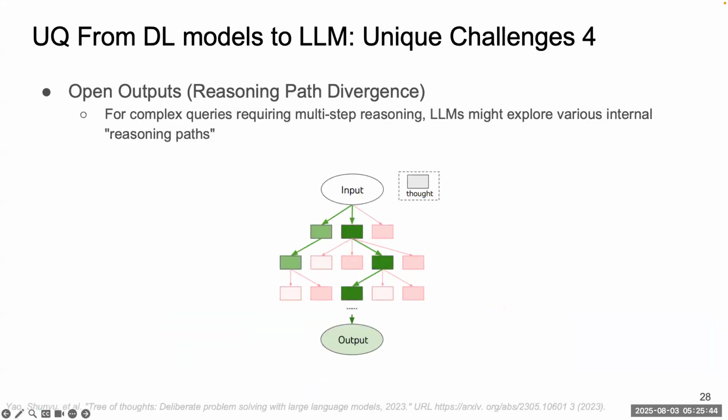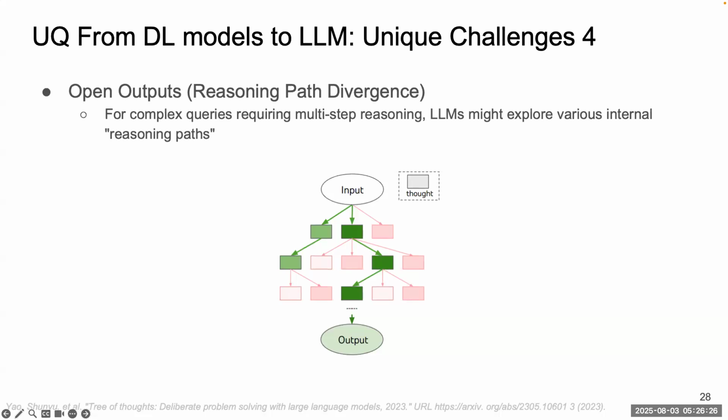Another challenge is that you have different ways to get to one final answer. Even though my input is very clear and I have one specific output, like the ground truth answer, the way we get to that answer could be different. Think about solving a math problem, where different students might have different solving strategies. That kind of divergence in the reasoning path could also lead to uncertainty in your language model.